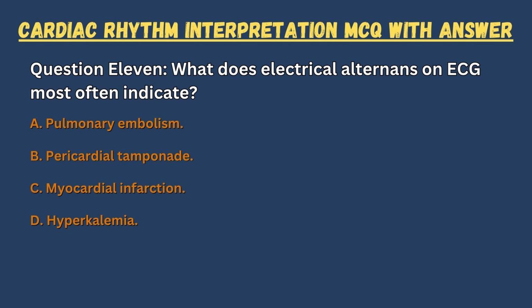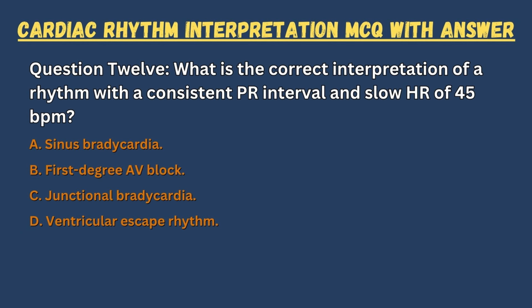Question 11. What does electrical alternans on ECG most often indicate? A. Pulmonary embolism. B. Pericardial tamponade. C. Myocardial infarction. D. Hyperkalemia. Answer: B. Pericardial tamponade.